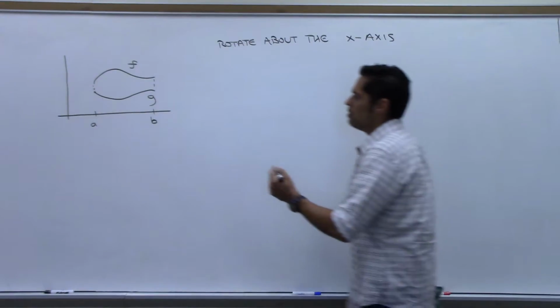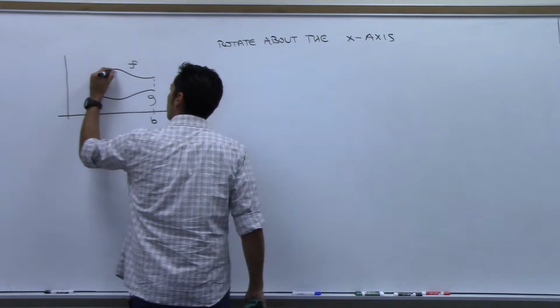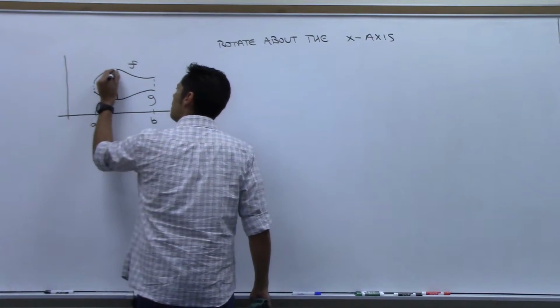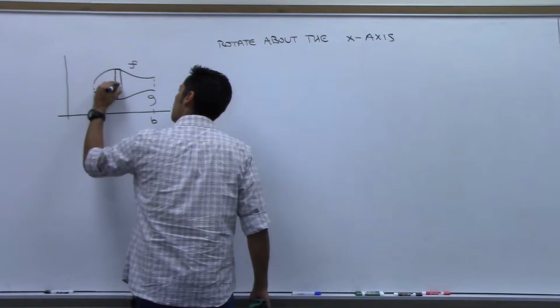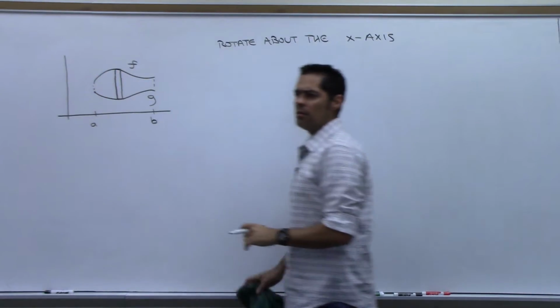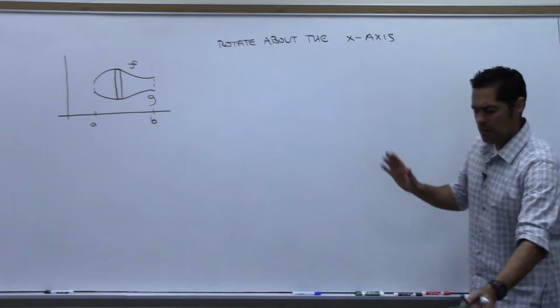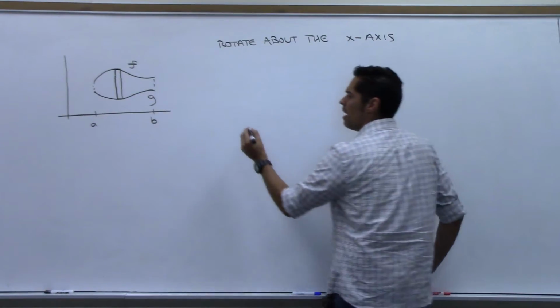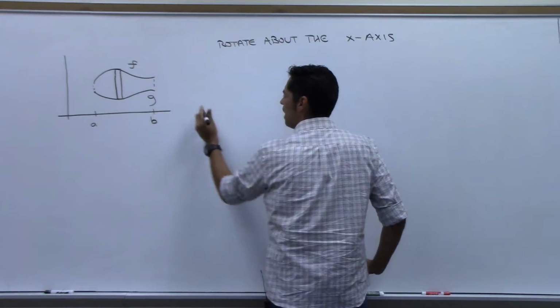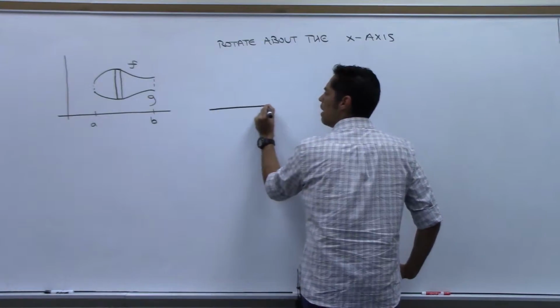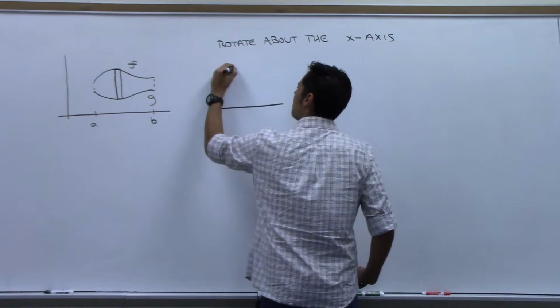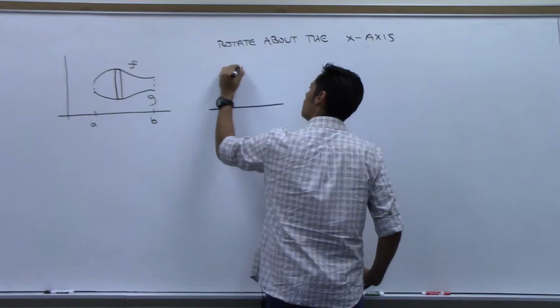So what I'm going to do is I'm going to take a look at an arbitrary rectangle that we would have used to find the area, right? That little slice right there, I'm going to imagine moving that slice over here. I'm just going to make kind of another copy of the x-axis and just have the rectangle here.